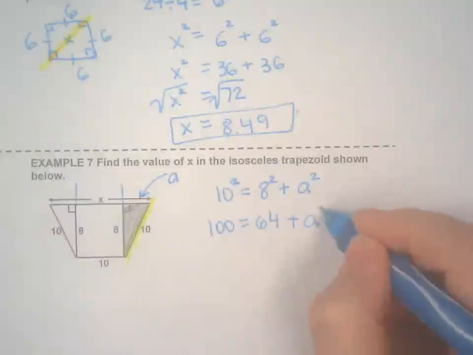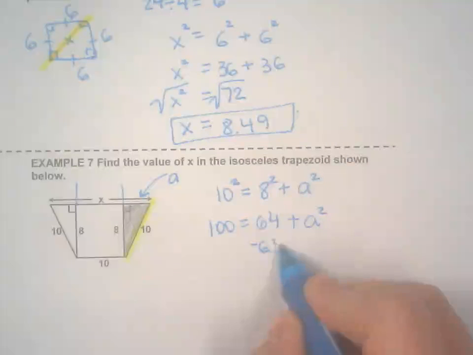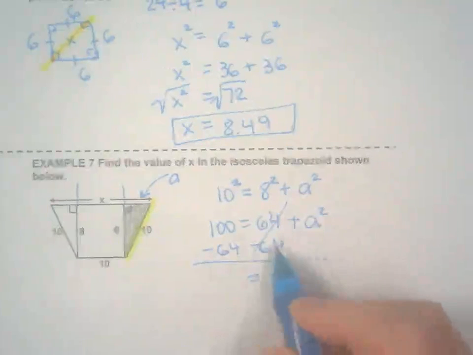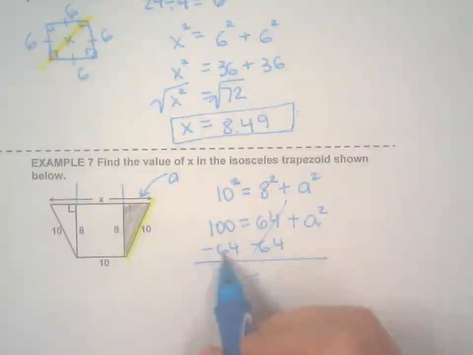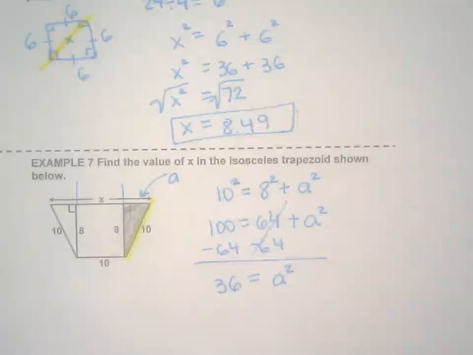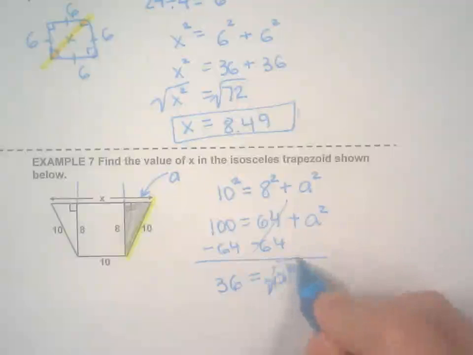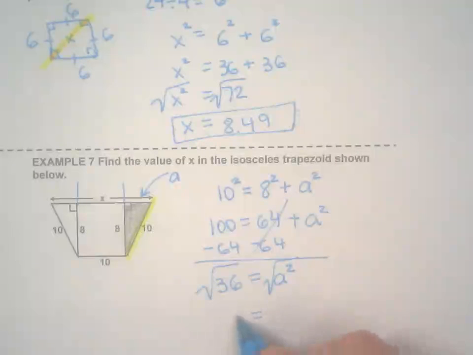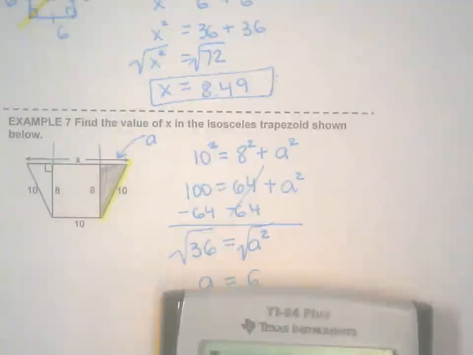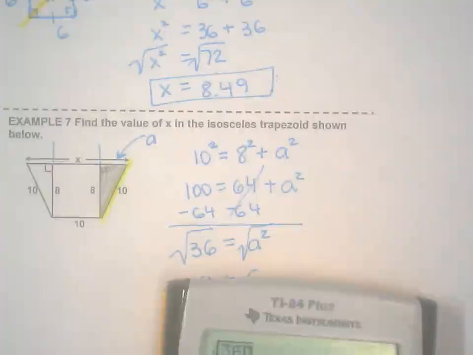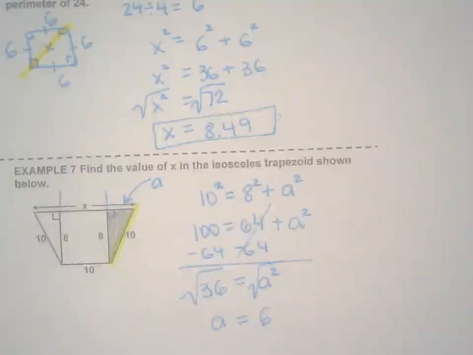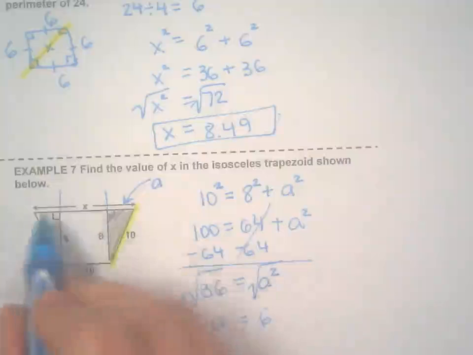Plus a squared. Minus 64 from both sides. That's 0, because that goes bye-bye. 100 minus 64, 36 equals a squared. We're solving for a, not a squared, so you square root both sides. A equals 6. And just go ahead and punch that in the calculator if you don't know, and that's fine. You don't have to. There you go. Okay? We did all this work just to find this part of x.